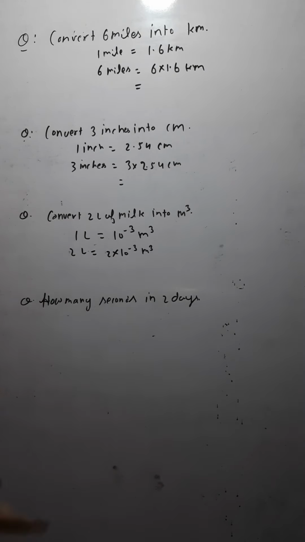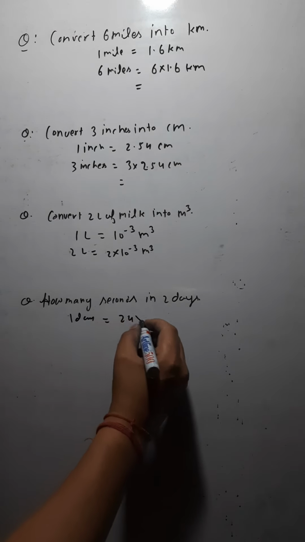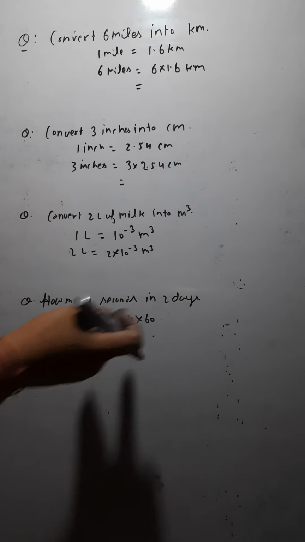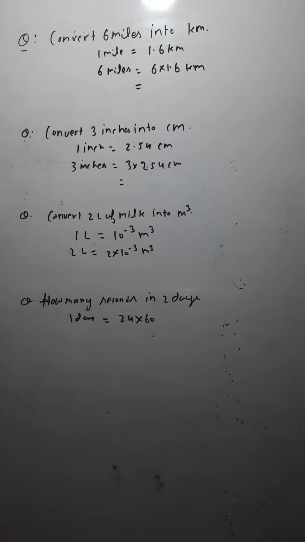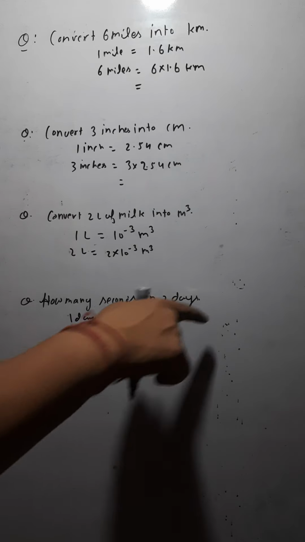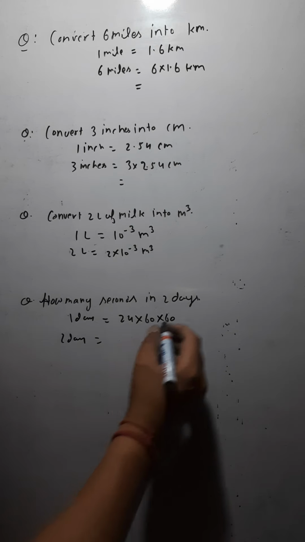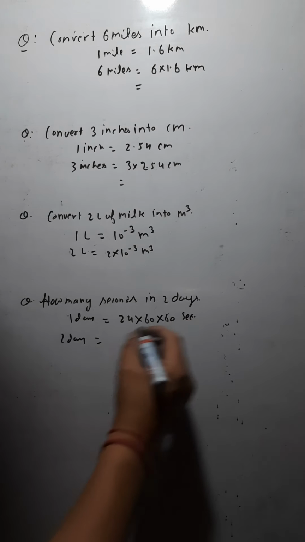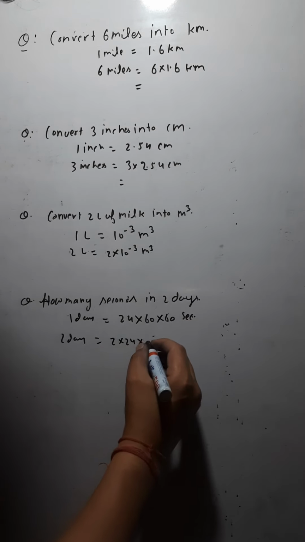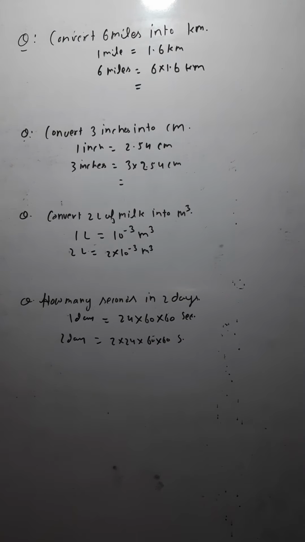Similarly, how many seconds in 2 days? First find out how many seconds in 1 day. In 1 day you have 24 hours, multiplied by 60, you will get minutes. So in 1 day you have this many minutes. Again, multiplying by 60, you would get seconds. So in 1 day you have this many seconds. So in 2 days, you would multiply it by 2: 2 multiplied by 24 multiplied by 60 multiplied by 60 seconds would be there in 2 days. This is how the conversion would take place.